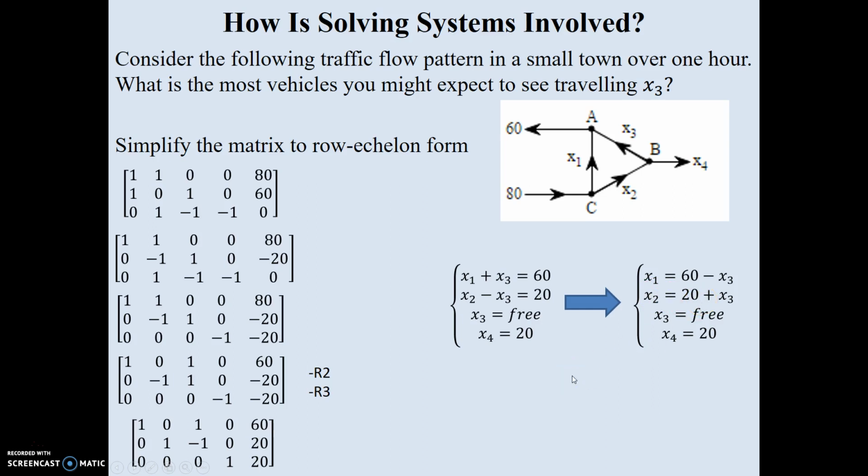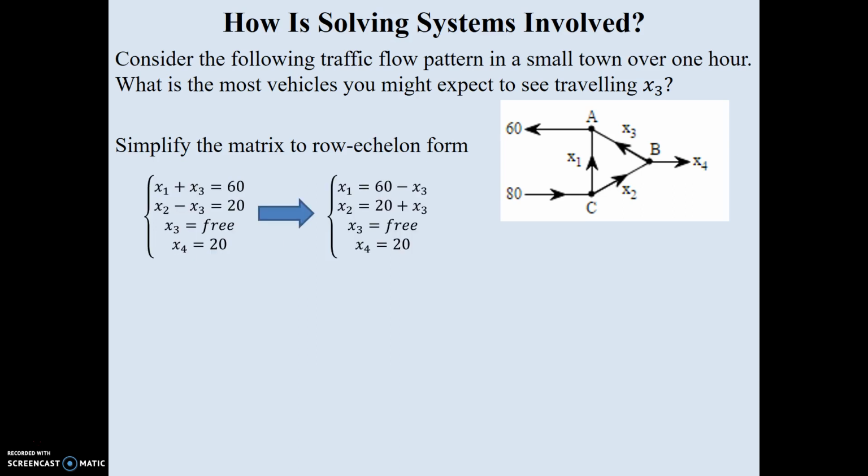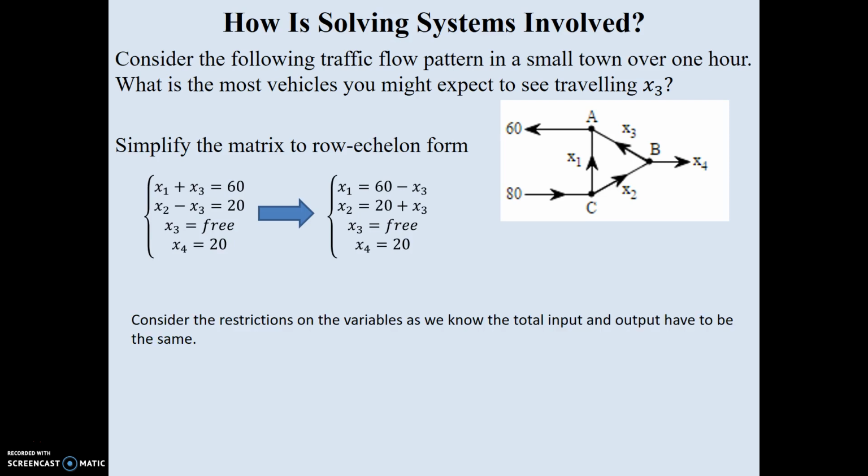Now the question came back to what is the most that I might expect to see traveling through x3. So I got to consider what's happening in the situation. And I got to think about what are my restrictions on my input and my output, since they have to be the same. Well, I know that my input has to be 80, and my output here is 60, my output over here is 20. So if my input here to point C is 80, I got to think, is there a restriction about how that 80 is split? And in all honesty, there's not.